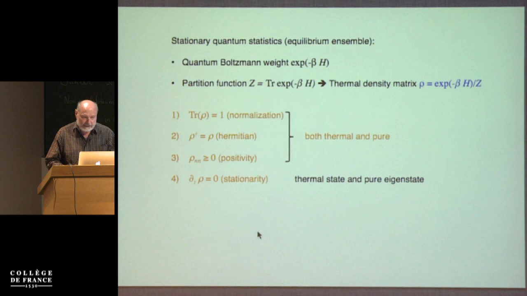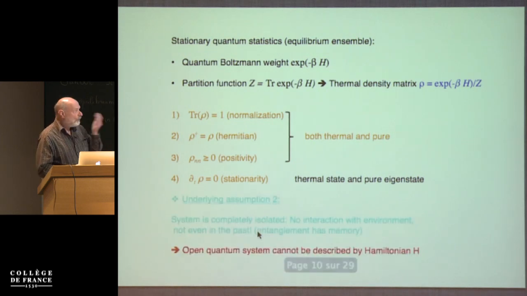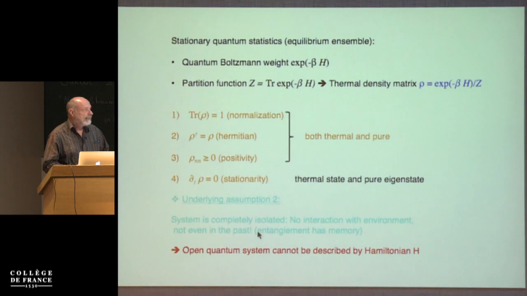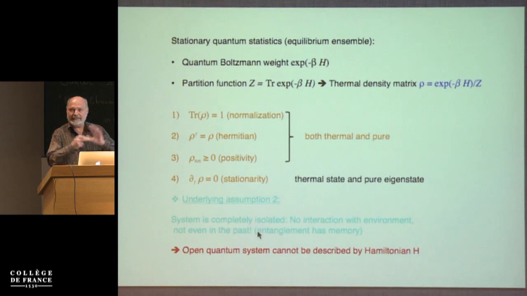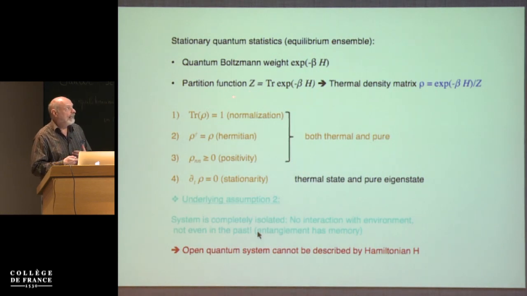Okay. So this is just as a reminder. Now, what do we assume here? Well, again, we assume that the system is completely isolated, and this means it has no interaction whatsoever with its environment, and it didn't have it even in the past, because even if it has no interactions now, if it had interaction in the past, there will still be entanglement, and entanglement has a memory of the past. So we're really thinking of a system that has never been in contact with anything, never ever. So that means this will not be a good approach to study open quantum systems, because by definition they are in contact with some environment, and we want to study the effect of this environment. So we cannot use this kind of equilibrium formalism. We have to do something different.